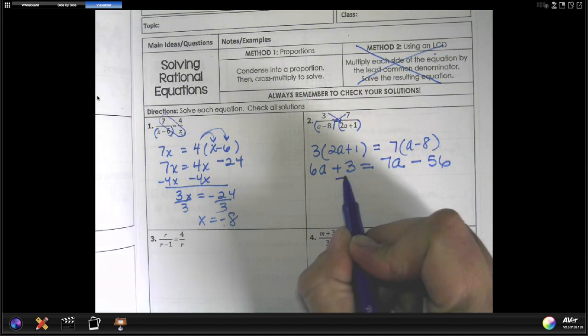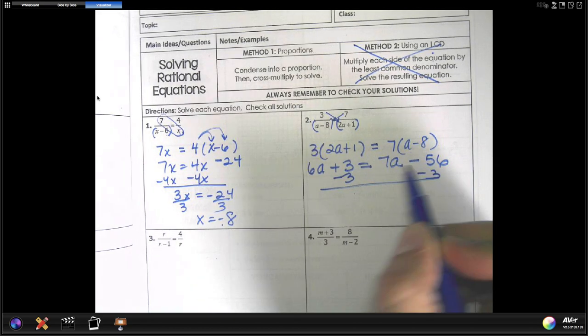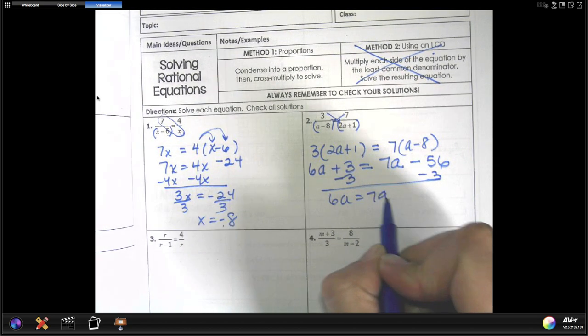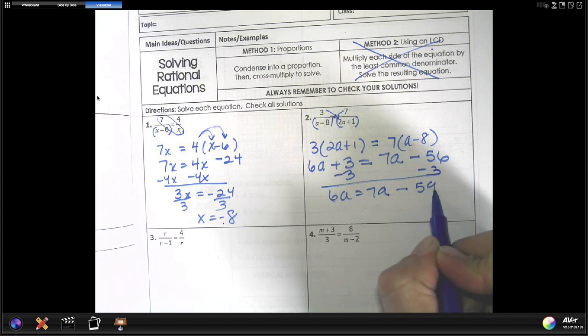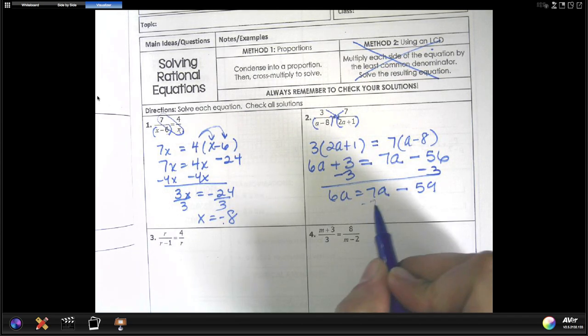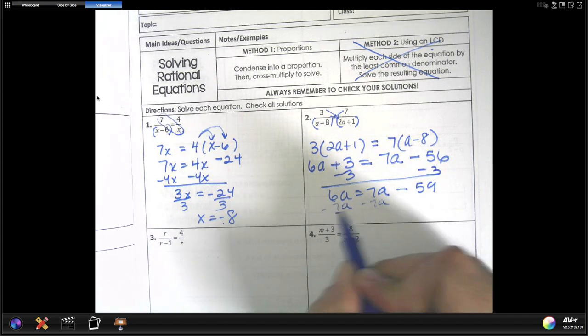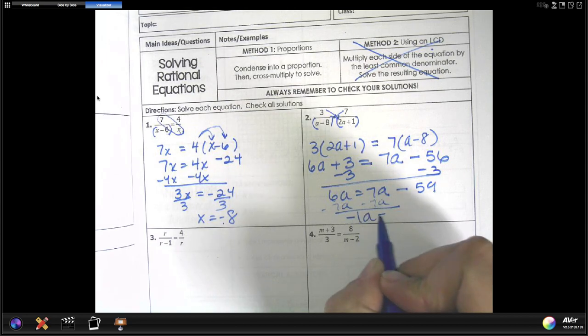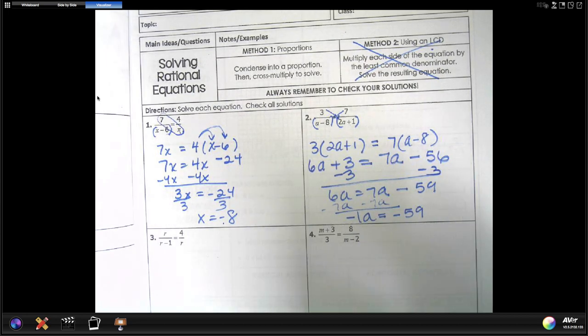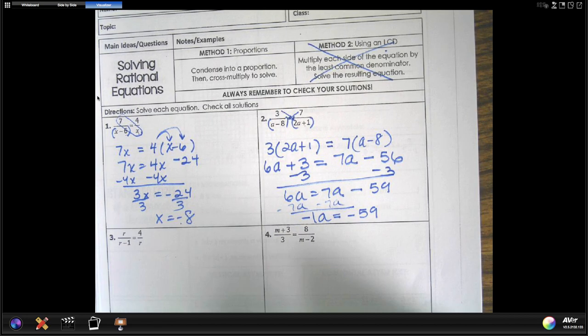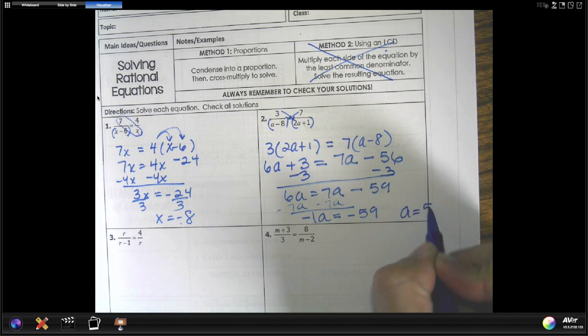So let's go ahead and subtract 3 from both sides. And then subtract our 7a. We get negative 1a equals negative 59. And if we divide both sides by negative 1, a is going to equal a positive 59.